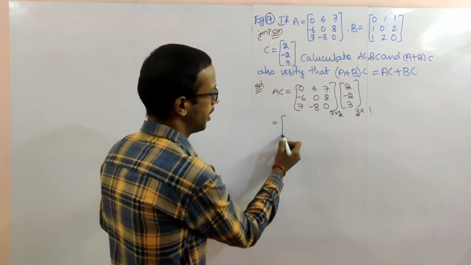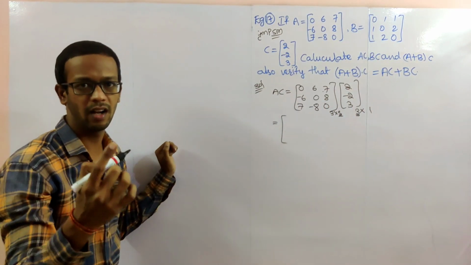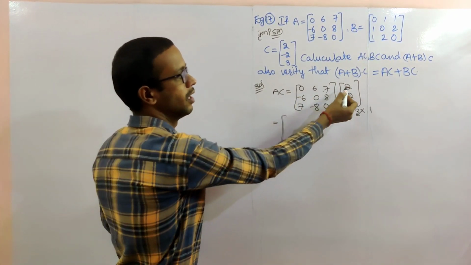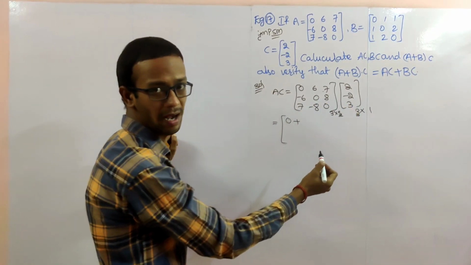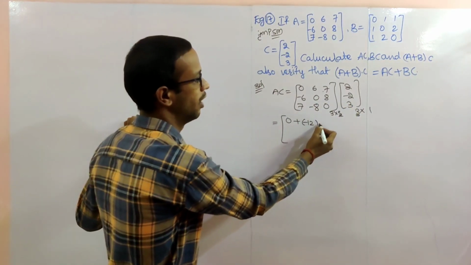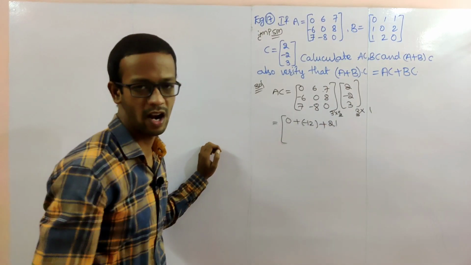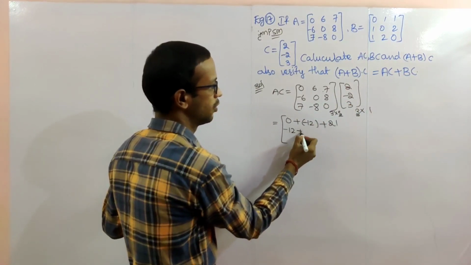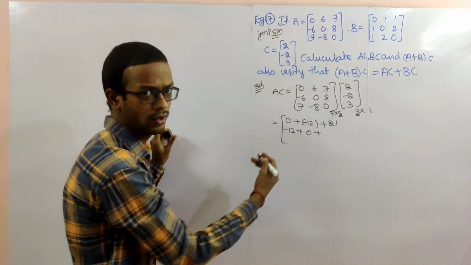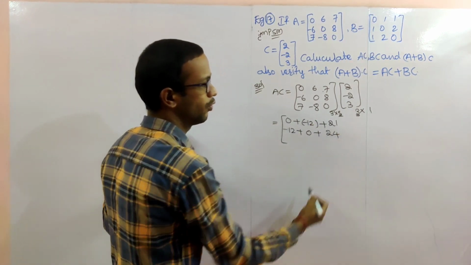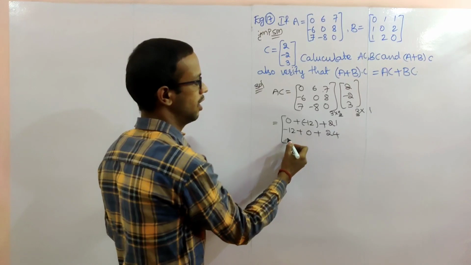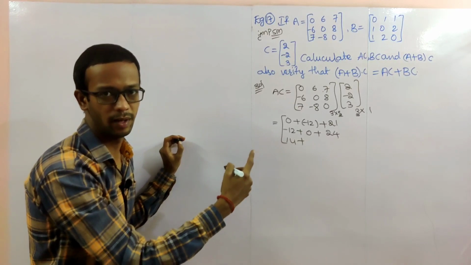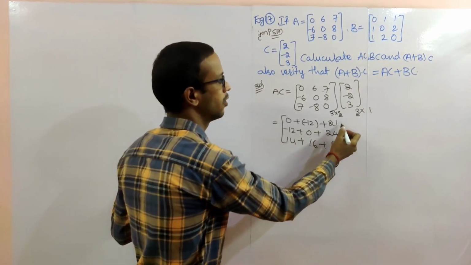So now how to do the multiplication? First row, first column. Here how many columns are there? Only 1 column is there in the second matrix. So just multiply corresponding elements. 0 into 2 is 0 plus 6 into minus 2, that is minus 12, plus 7 into 3 is 21. Next, similar way, second row, first column. Minus 6 into 2 is minus 12 plus 0 into minus 2 is 0 plus 8 into 3 is 24. Next, 7 twos are 14 plus 8 into minus 2, minus into minus, is minus 16, plus 0 into 3 is 0.